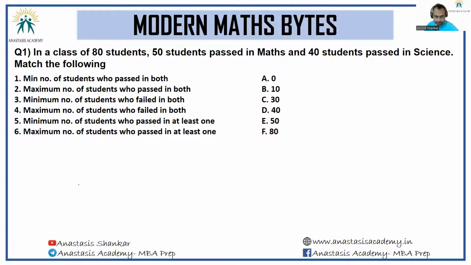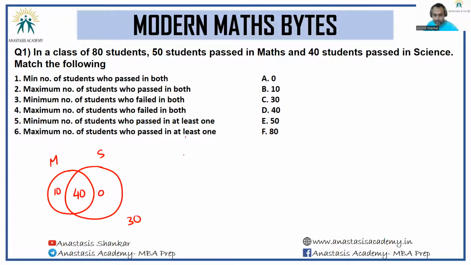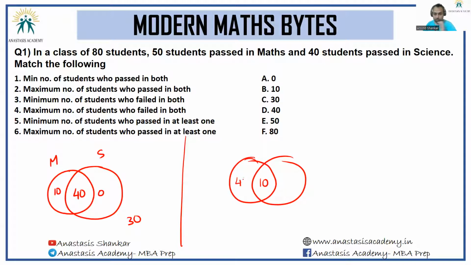So let's work. The best case would be when I have maximum number of people passing in both. And that would be given by this situation. Maths, science. 40 people passing in science and maths both, 10 people here. And because there were 80 students, 30 passing in neither. This is one extreme. The other extreme would be 10 people passing in both. You have 40 people passing in only maths and 30 people passing in only science and 0 people failing in both. So now, based on these two extreme situations, we have to simply answer.